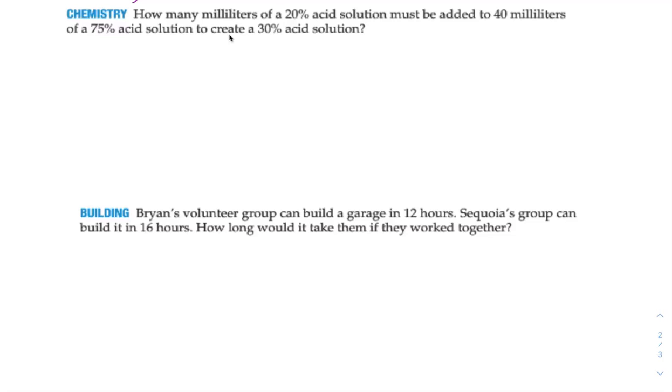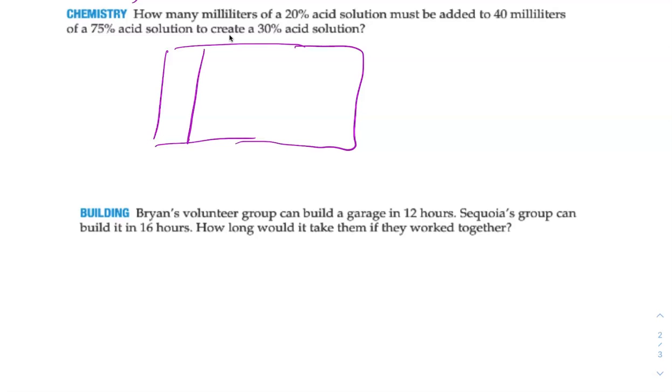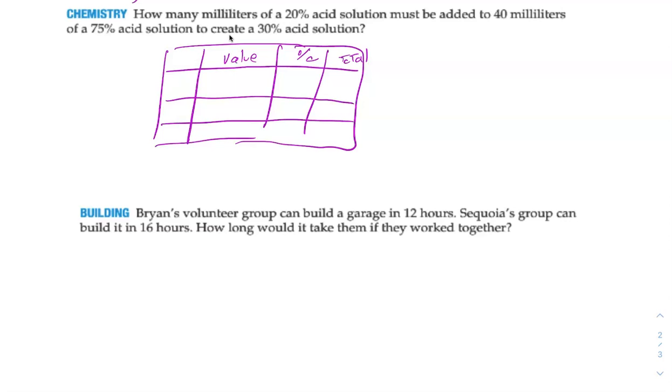So I think most people do this in a table. And you kind of want to do value, percent, total. So we're having 3 things here. This is the 20% acid, the 75% acid, and we want to make a 30% acid.